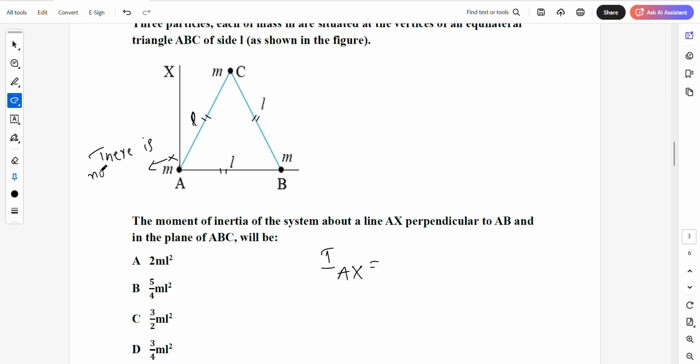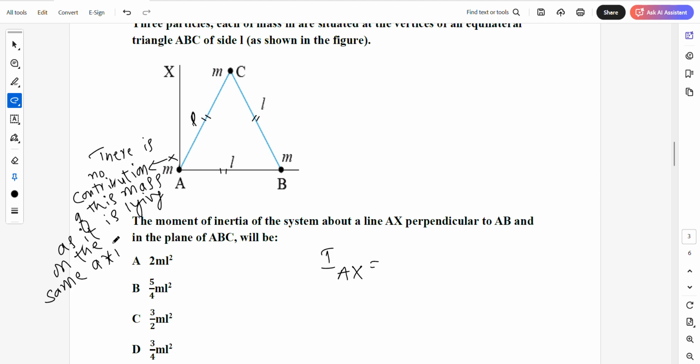There is no contribution of this mass because it is lying on the same line. There is no contribution of this mass, as it is lying on the same axis. Understood? Okay. What is the distance? Distance is 0.